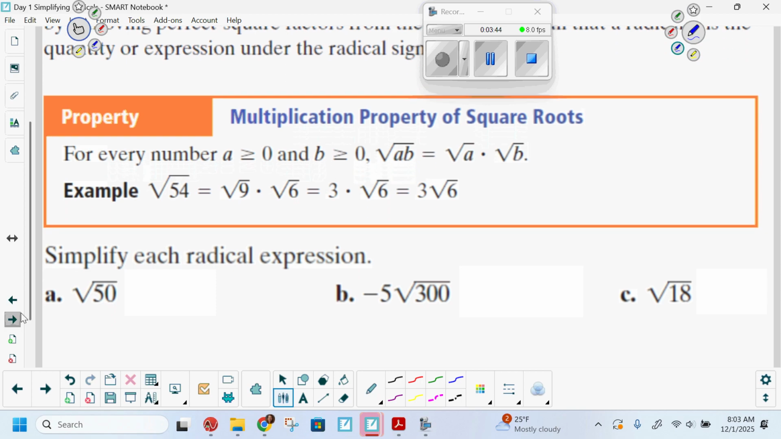All right, so multiplication, this is going to help us with the simplifying. For every number a greater than 0 and for b greater than or equal to 0, the square root of a times b is equal to the square root of a times the square root of b. So for example, radical 54 can be written as radical 9 times radical 6. Anytime we have a perfect square, so radical 9 is the same thing as radical 3 squared, I can simplify that to be 3 radical 6.